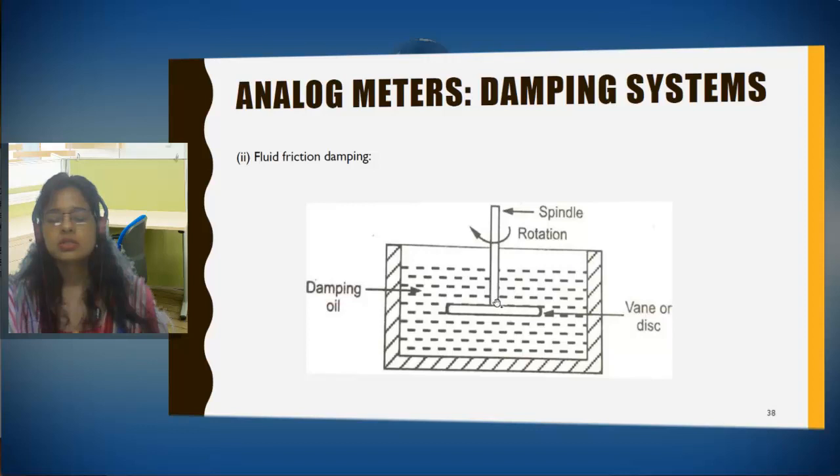So the disc will stop rotating. Once the disc stops rotating, the spindle will not rotate, and if the spindle is not rotating, then the pointer will not rotate, and it will come to a steady position. So the damping has occurred. This system is known as fluid friction damping.